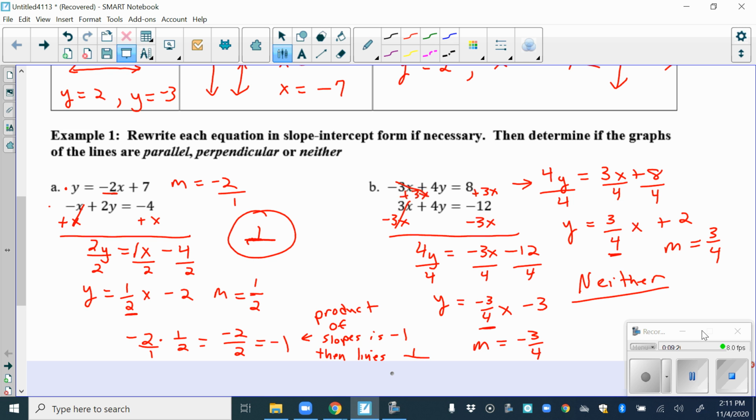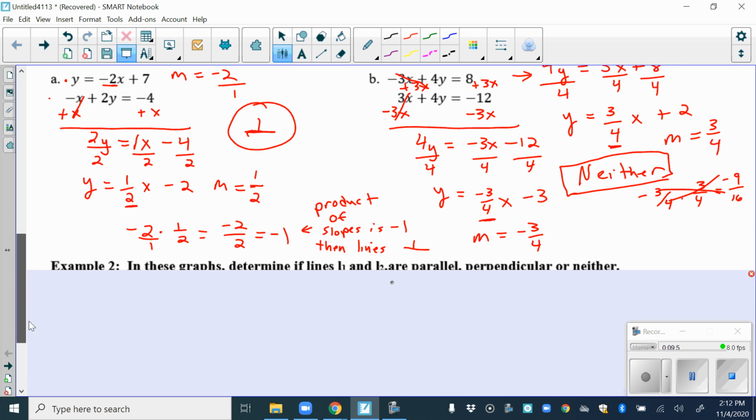Another way you could check that is by doing the multiply and see if you get -1. If you multiply -3/4 times 3/4, you're going to get -9 over 16. That is not -1. So again, it's neither. The two lines intersect, they just don't intersect at right angles.